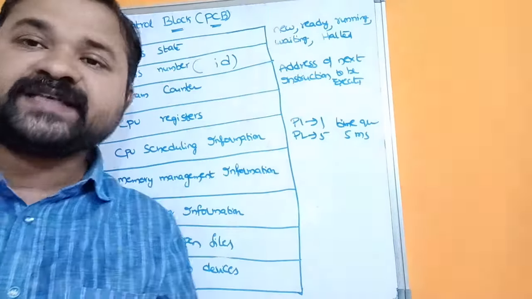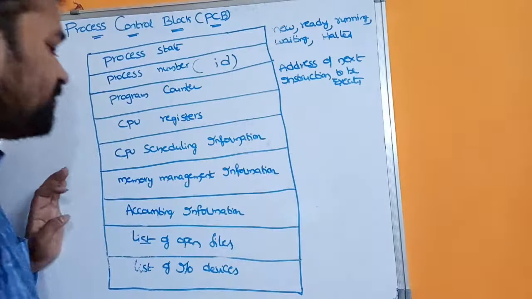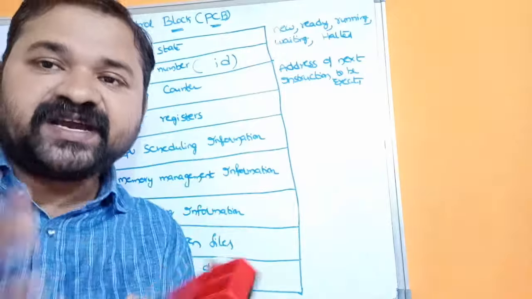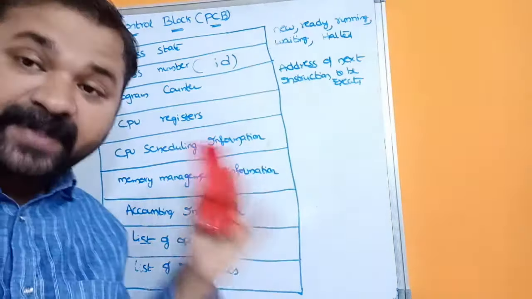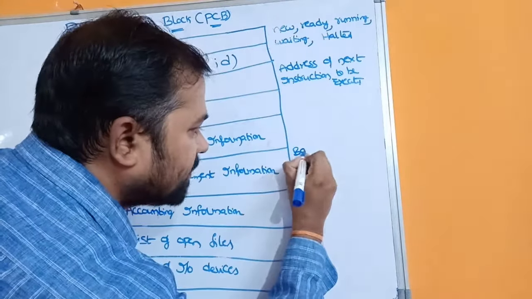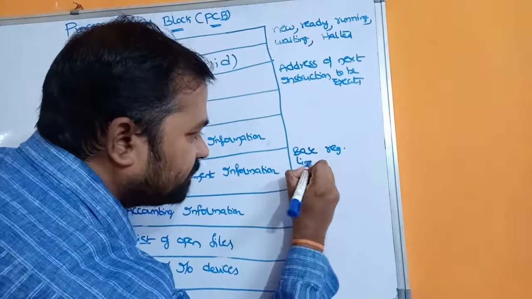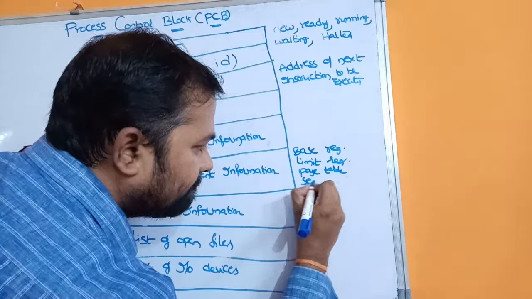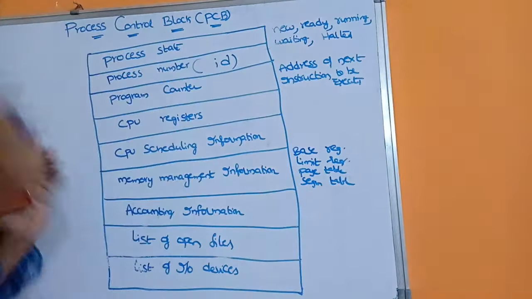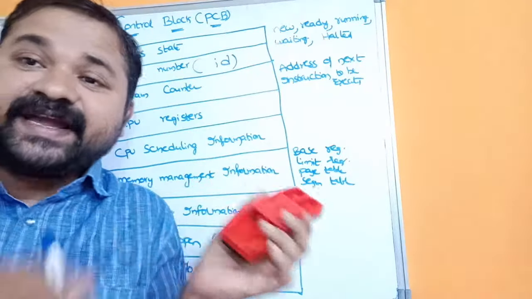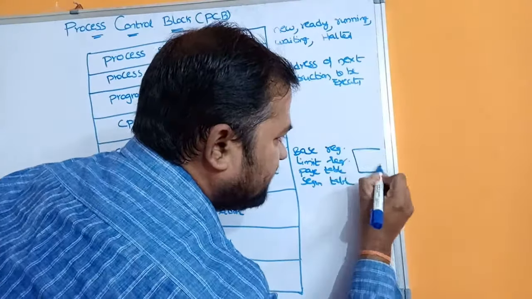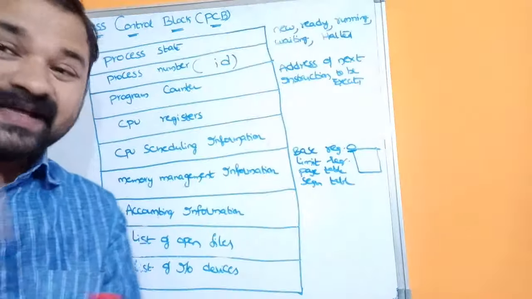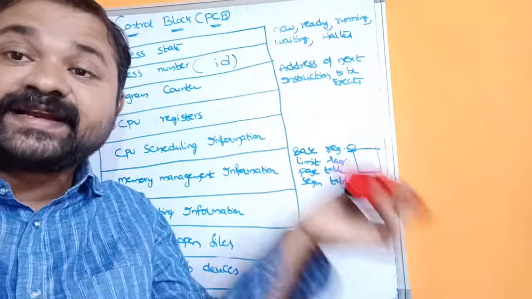And the next one is memory management information. We know that another task of the operating system is memory management. So in order to manage the memory efficiently, the operating system maintains the base register, next, the limit register, next, the page table, next, the segmentation table. So all this information will be maintained here. The base register contains the starting address of the register. Let it be this register. The base register always contains the starting address of the register. The limit register means the length of the register. So how many instructions does that register contain?